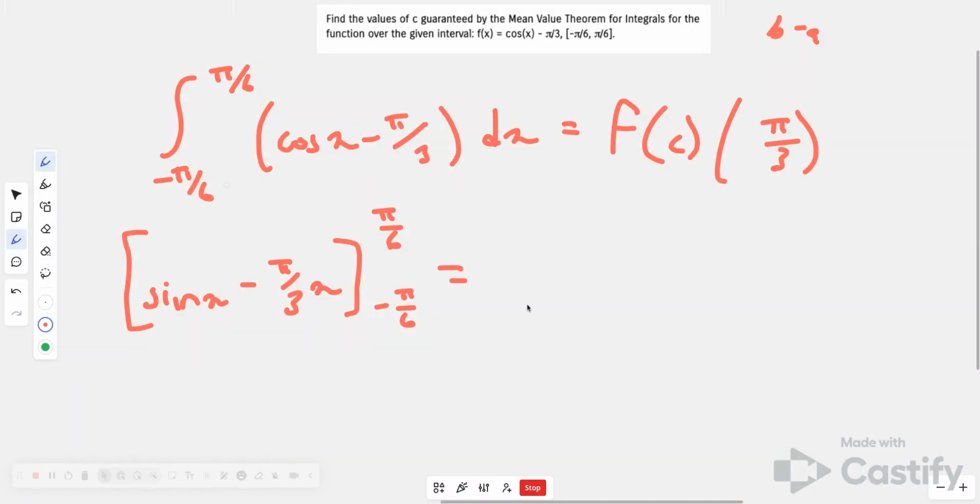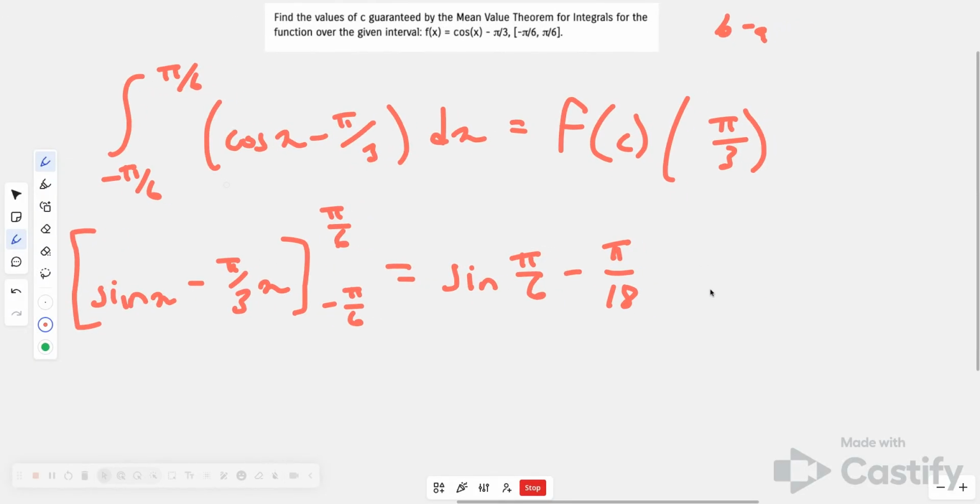And then we can plug in the values here. So sine of pi over 6 minus pi over 3 times pi over 6, which is pi over 18. Or sorry, pi squared over 18. And then we subtract for the lower limit. So it would be sine of negative pi over 6 times or plus pi over 18.